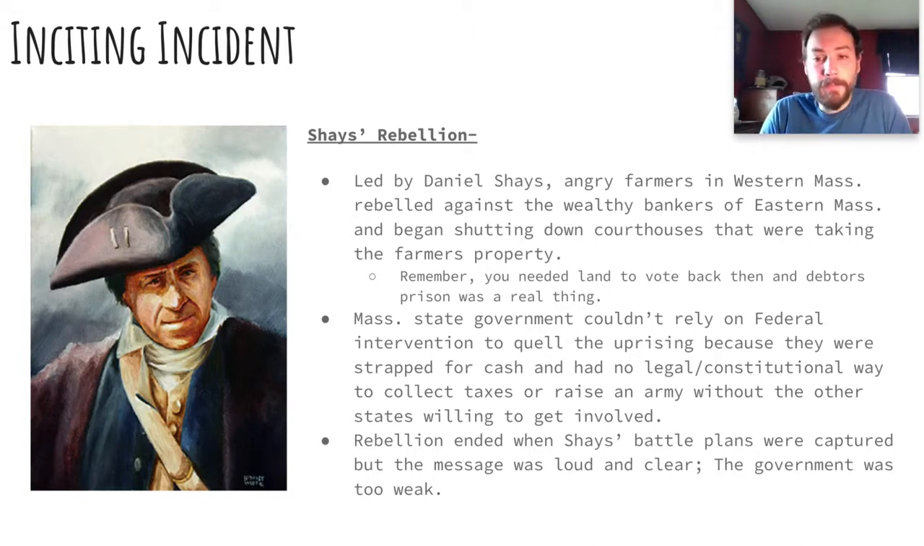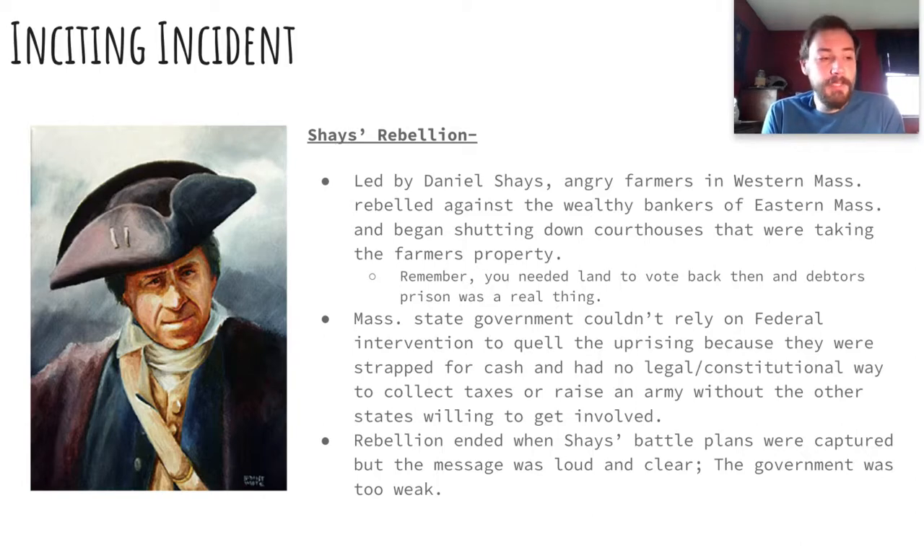They ask for federal help, and basically the federal government doesn't have any legal or constitutional way of dealing with this issue. They can ask other states to volunteer their troops, their militias to put down this rebellion, but most of those other neighboring states view this as a Massachusetts problem, not as an American problem. So aid is never sent. And if it wasn't for the capturing of Daniel Shays' battle plans, he might very well have seized a state armory, including cannons and powder that change American history. But the rebellion is put down.